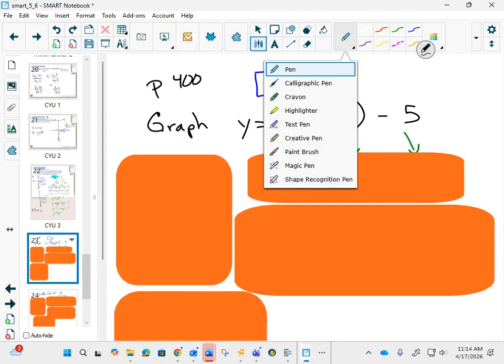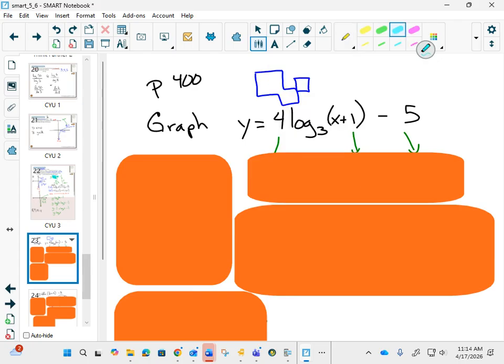So if you're asked to do this on an exam, the first thing you have to recognize is what's my parent graph? And my parent graph is going to be a log graph with a base of 3. And I'm going to highlight my parent graph in here. Log base 3 of x. That's my parent graph. Which means the other numbers that aren't highlighted are all going to be transformations.